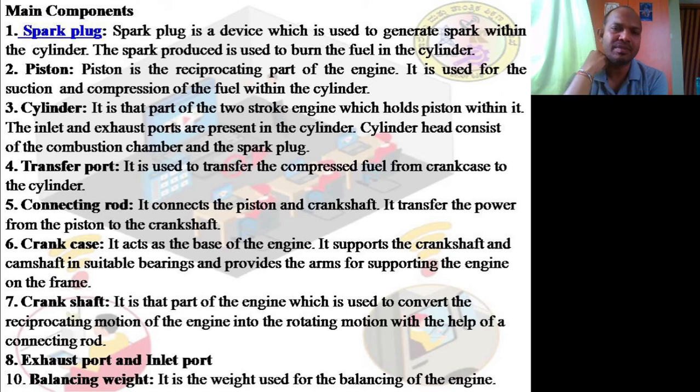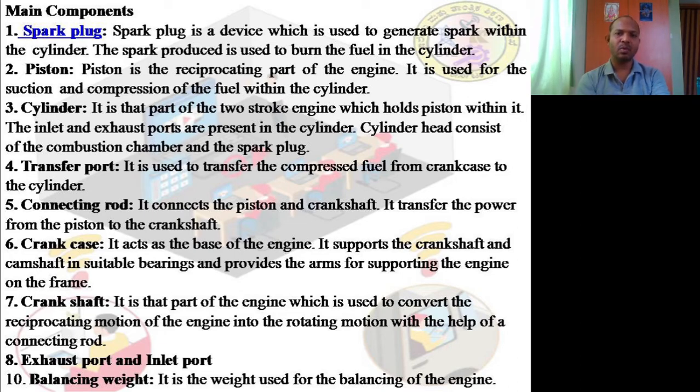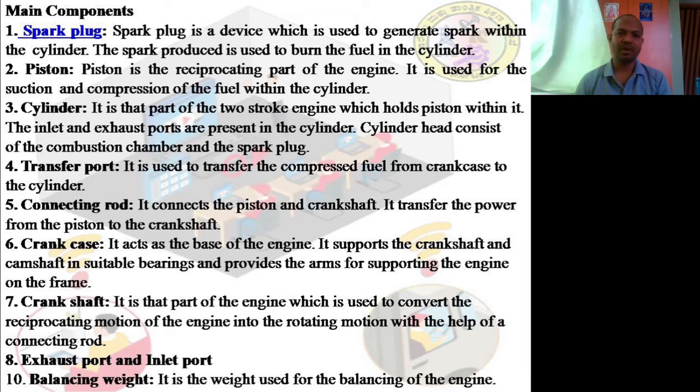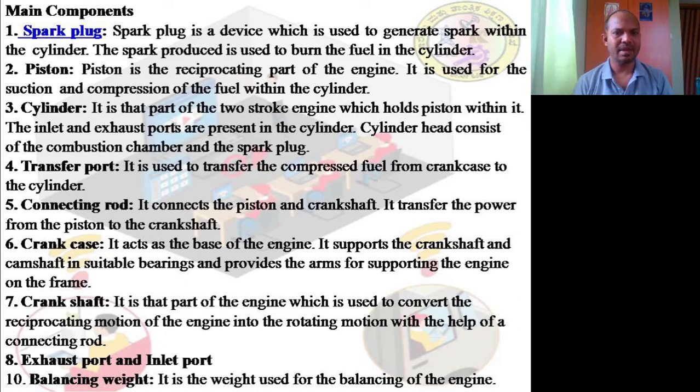Now the piston. Piston is a reciprocating part of the engine. It is used for the suction and compression of the fuel within the cylinders. What do you mean by the cylinder? Cylinder is that part of the two-stroke engine which holds a piston within it. So within the cylinder, the piston will be there. The inlet and exhaust ports are present in the cylinder. The cylinder head consists of the combustion chamber and the spark plug.